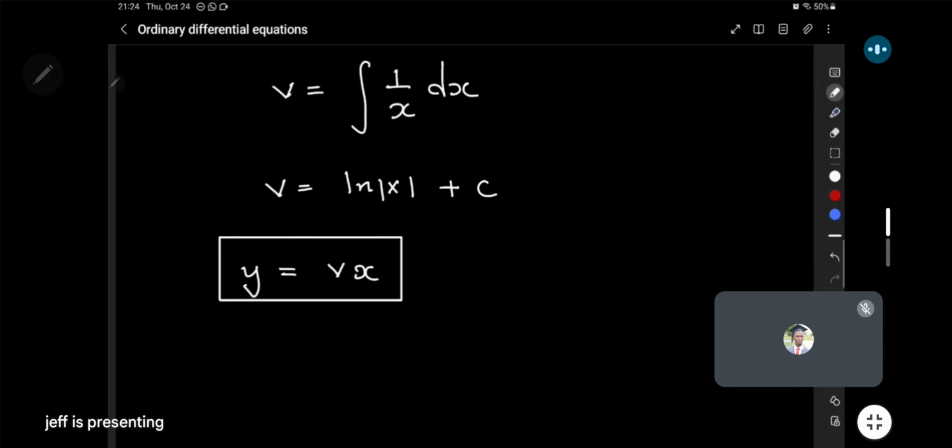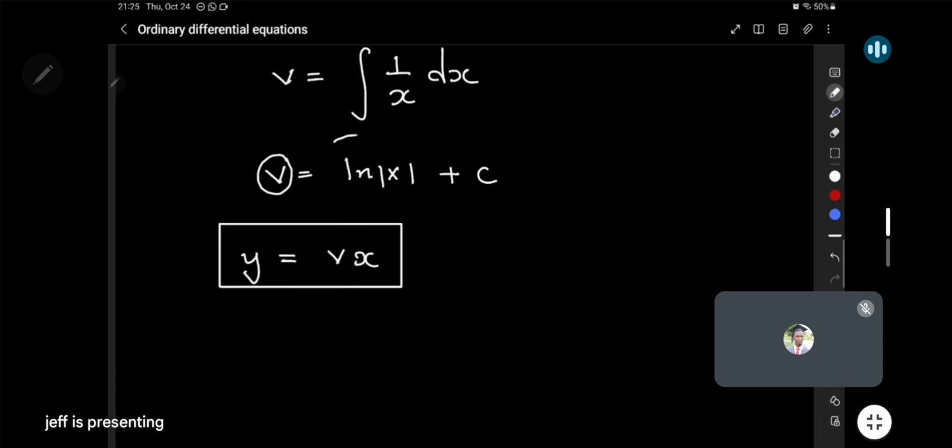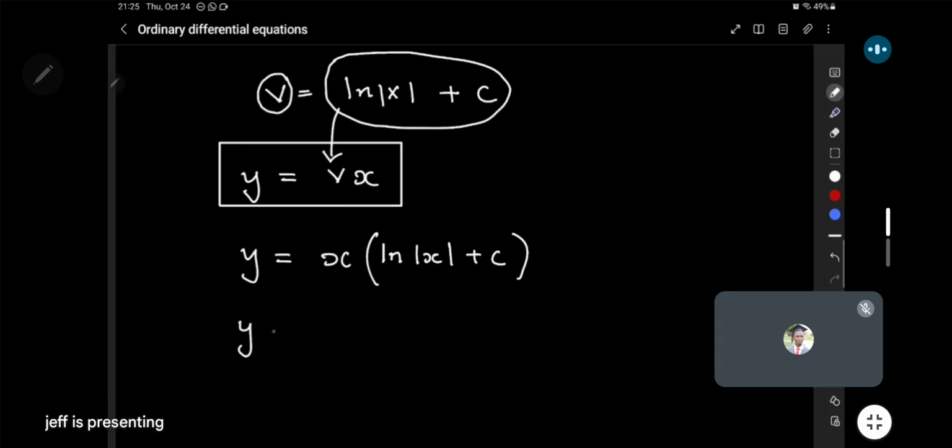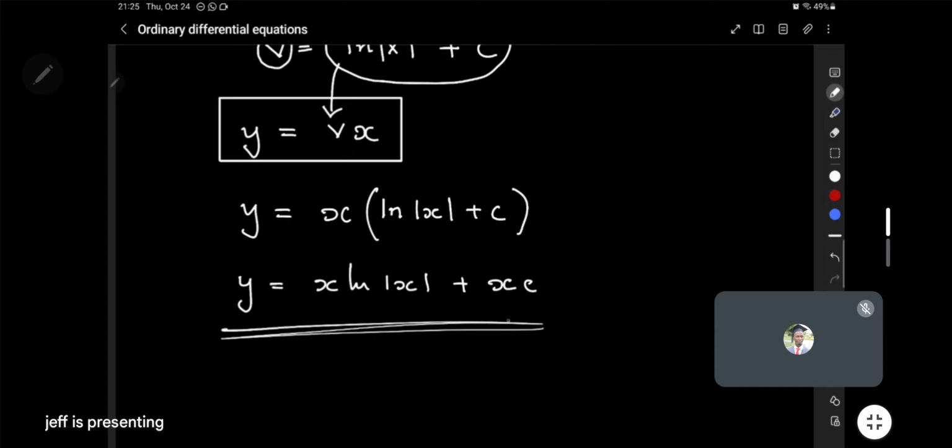So from here, v is here. There are two ways you can proceed with this. Since our solution has to be y equals something, I can get my expression for v and plug it here, so that I have y equal to x outside, and where there's v, I'll put ln x plus c. So that now y will be equal to x ln x plus xc. So this becomes my solution.